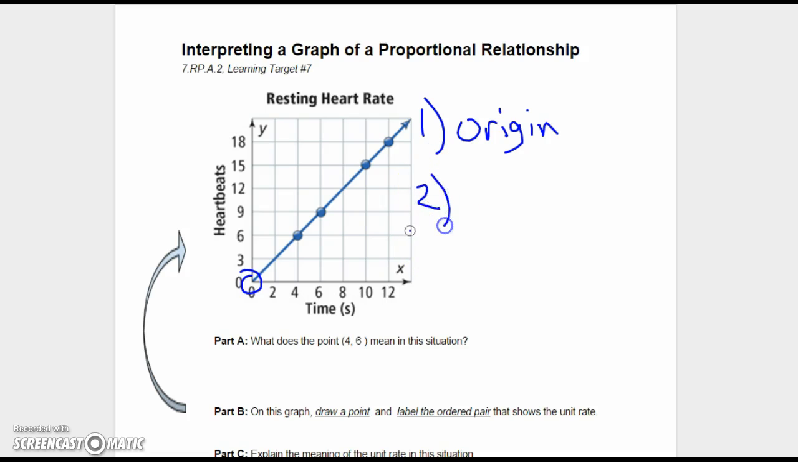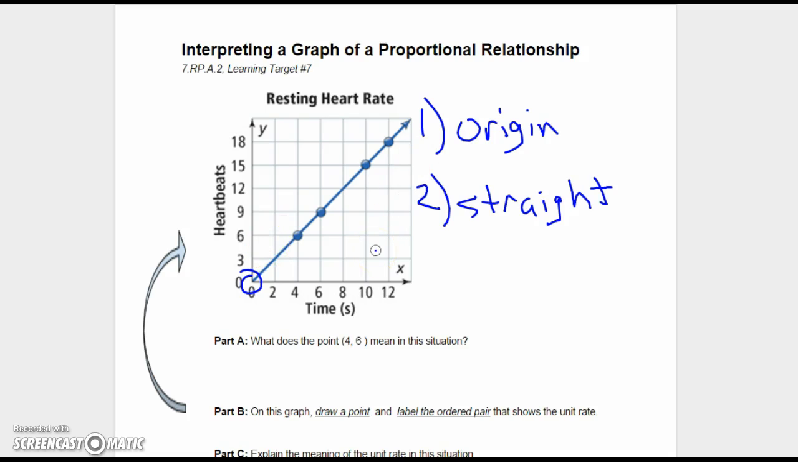And the second thing, it must be a straight line. It has to be a perfectly straight line. So if I see both of those things, then I know my graph shows a proportional relationship. So here it is starting at the origin, and it's a perfectly straight line.